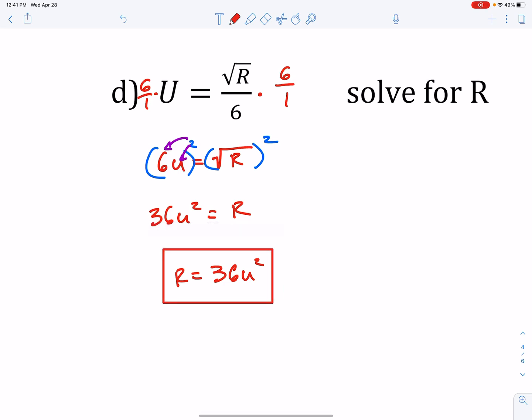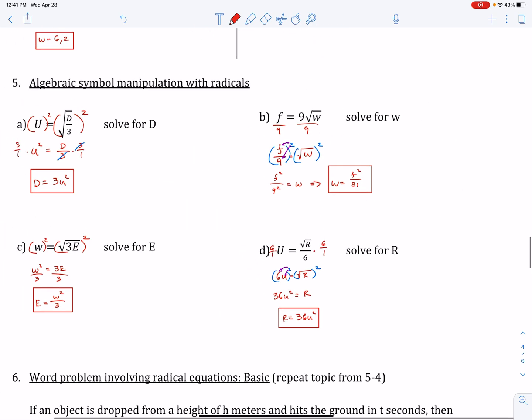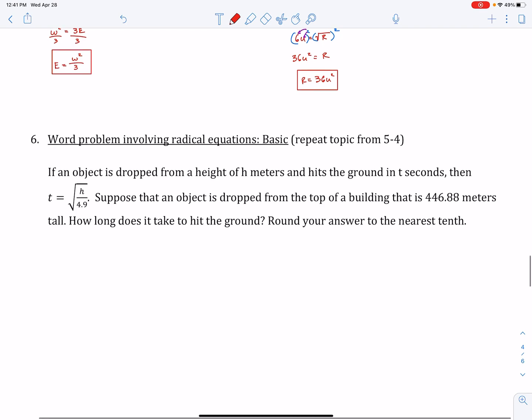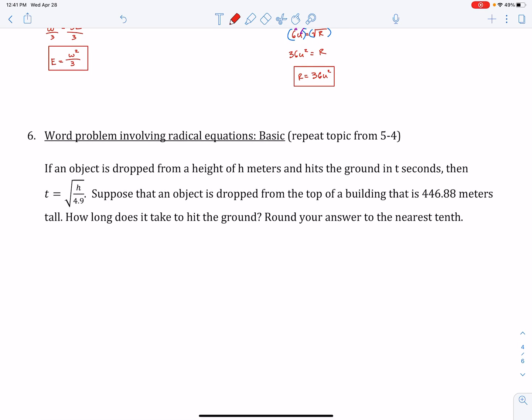Okay. So again, I know I keep repeating myself. We're just taking operations that we learned in prior units and applying them to what we're learning here, dealing with square roots, cubed roots, or algebraic symbols and manipulating with radicals. Alrighty, we have a word problem. Isn't that all your favorite? I know in school I hated word problems, but this is really just a repeat topic from 5.4, and that's what we have listed here. So if you knew how to solve 5.4 word problems, this one is not actually very hard at all.